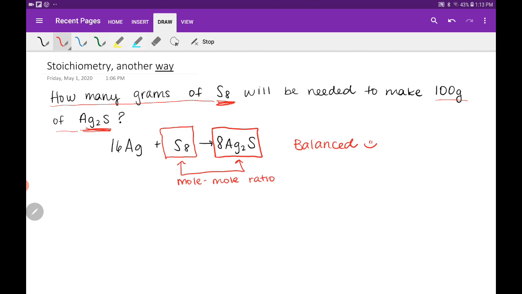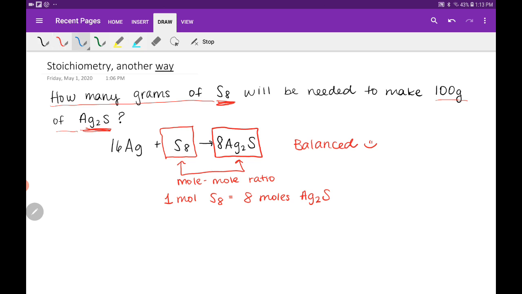So this is like our recipe. So we know that 1 mole of S8 is going to equal 8 moles of Ag2S. And this isn't something that you memorize. This is something that you take literally verbatim from the balanced chemical equation. And we are absolutely 100% going to use the mole-mole ratio.